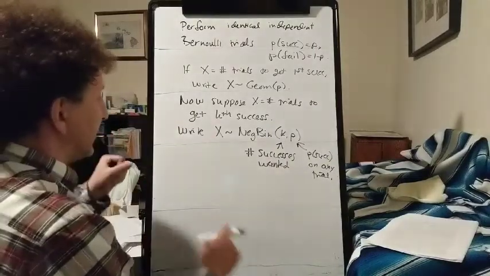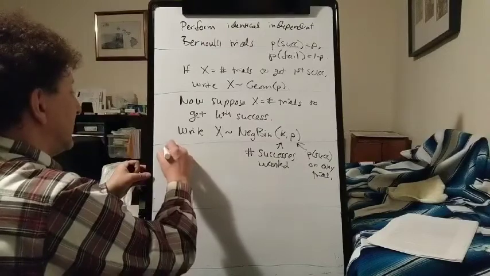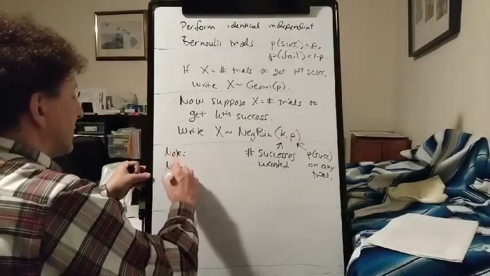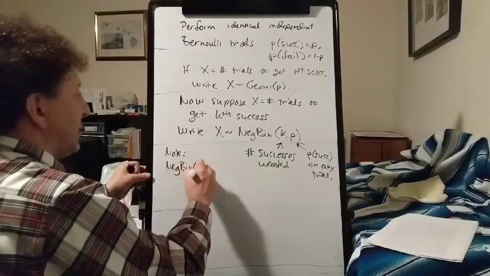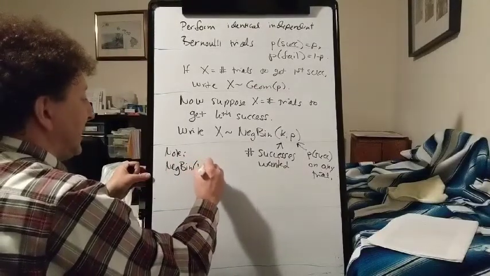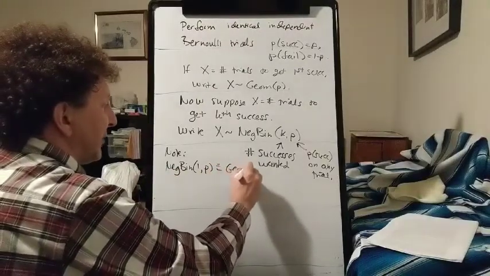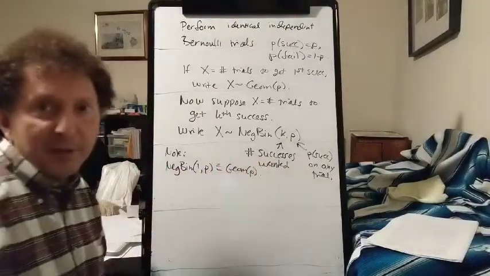So with this notation, a negative binomial random variable with parameters 1 and p means that we want one success. So that's the same thing as a geometric random variable with parameter p.